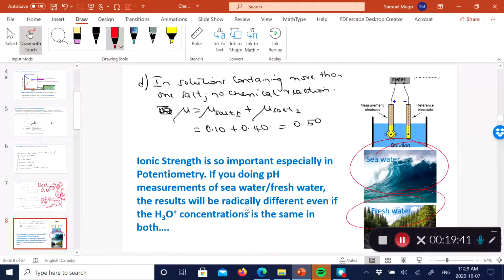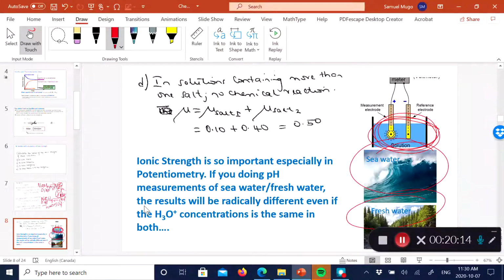Whereas the fresh water doesn't have a lot of ions in it, and so it's got a very low ionic strength. And because you're measuring the conductivity of that solution with potentiometry, you're really measuring the voltage, the conductivity, of that solution between two pairs of electrodes. Then you're going to see that the ionic strength makes a huge difference when you're doing those types of measurements.